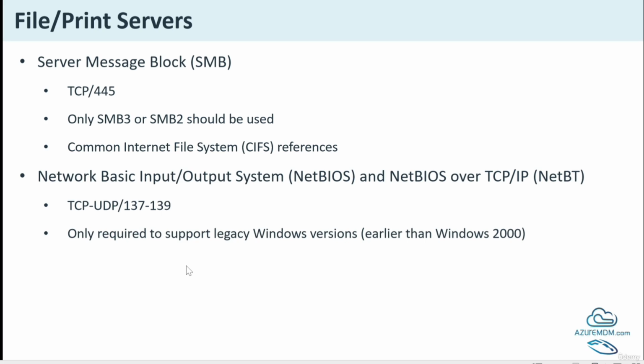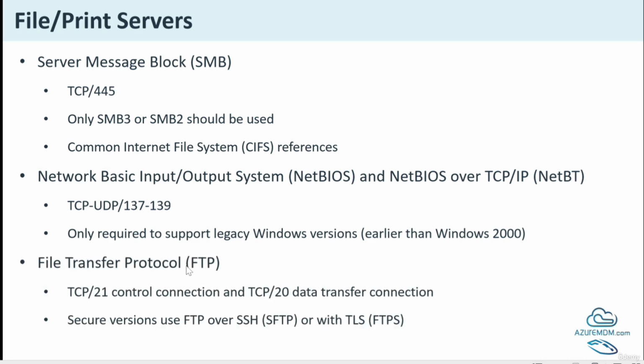NetBIOS is only needed for very few old Windows systems, like the pre-2000 versions of Windows. FTP is a protocol for transferring files over a network, insecure by default. TCP 21 and 20: FTP uses port 21 for commands and 20 for data transfer. Secure FTP uses SFTP over SSH or FTPS with TLS instead of plain FTP.